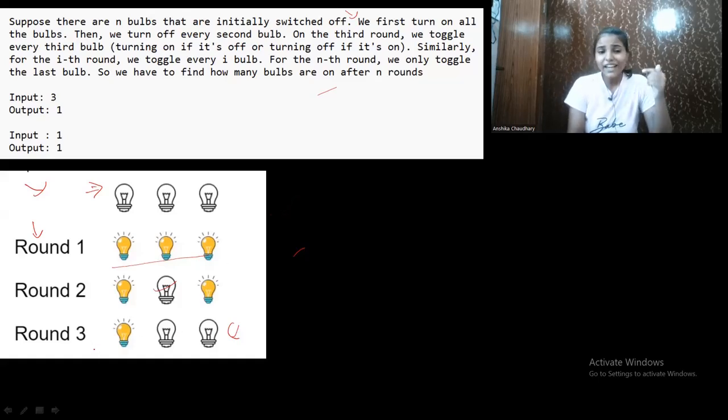So at the nth round, we have only one bulb that is on. So this is our answer. Okay, this is our answer. So let's take sample test case 2.